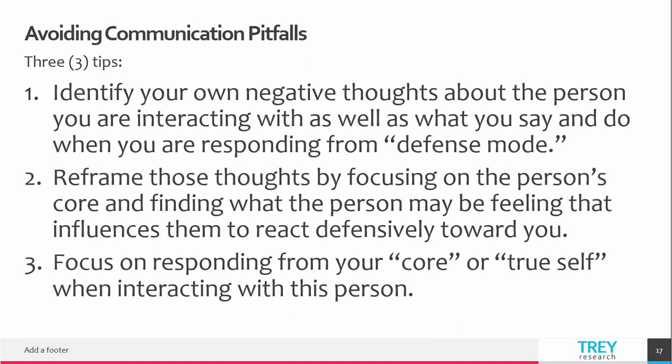We also have to reframe those thoughts by focusing on the person's core or the goodness that we fell in love with or the goodness that we admired. We want to focus on that goodness and even list it. List all the good characteristics of that person and understand what they may be feeling that influences them to react from their defense mode toward us, right? Because it's a two-way thing. They're two people in pain. So how did we pain that person?